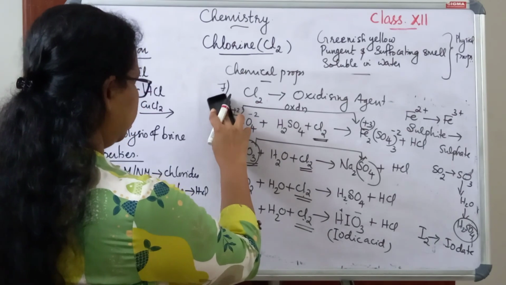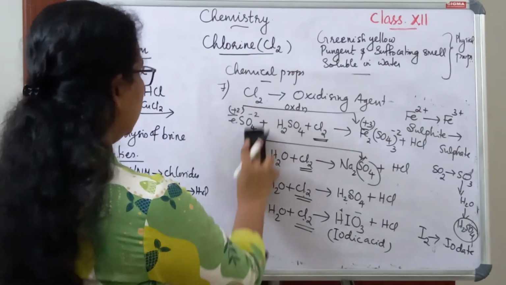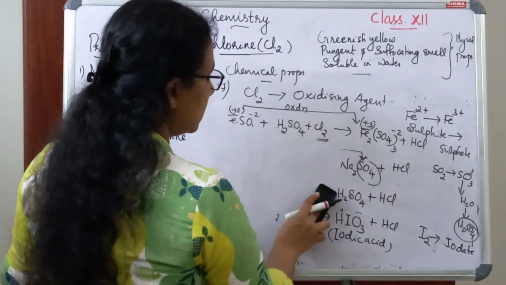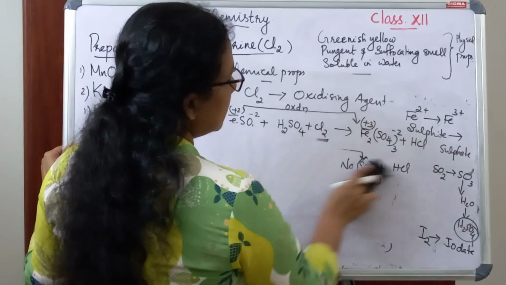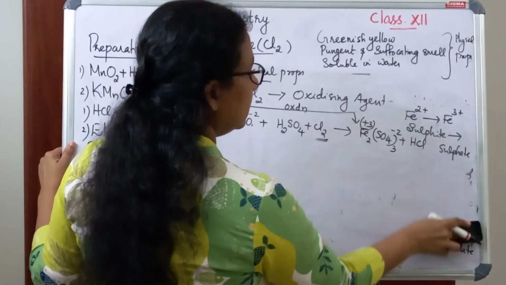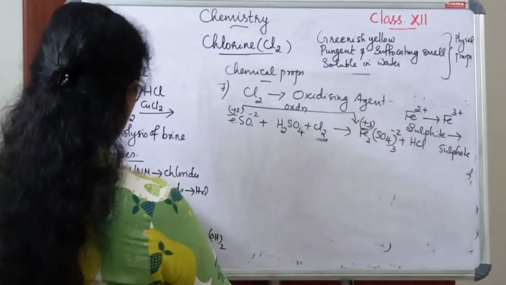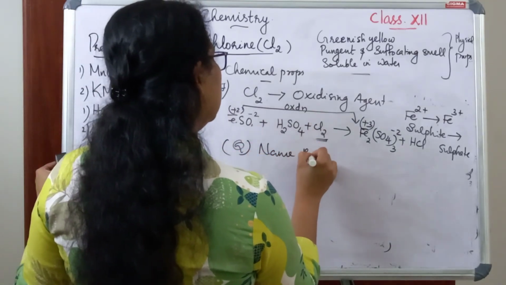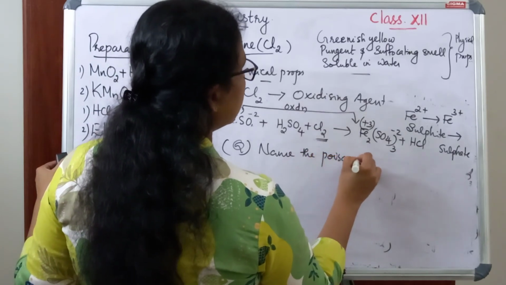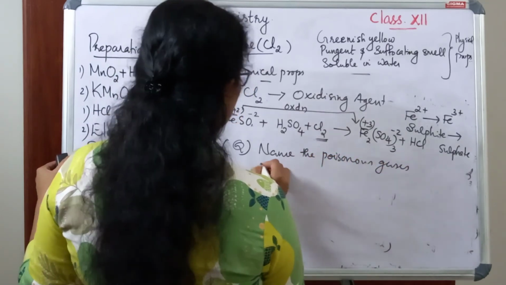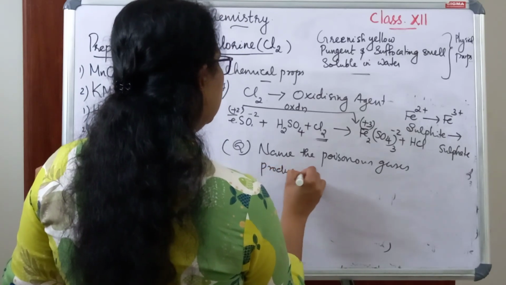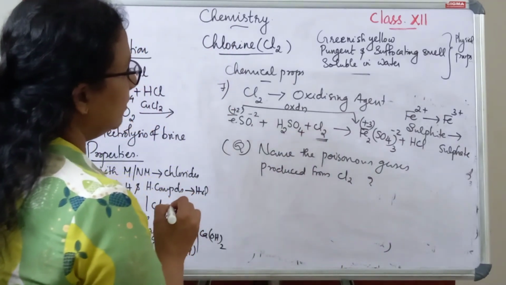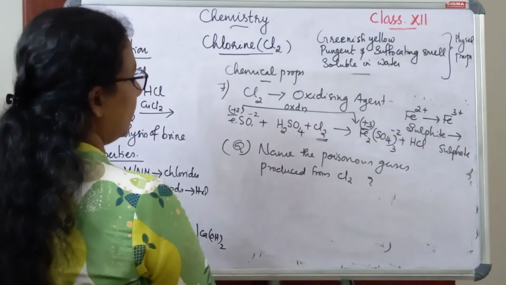Now let us see the uses. So you have to refer to the NCERT textbook for the uses of chlorine. But one question is important from the part of uses that I will tell you, that is, name the poisonous gases produced from chlorine. So that is an important question that can be expected from the uses of chlorine.